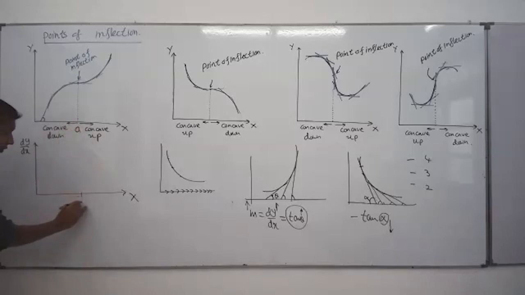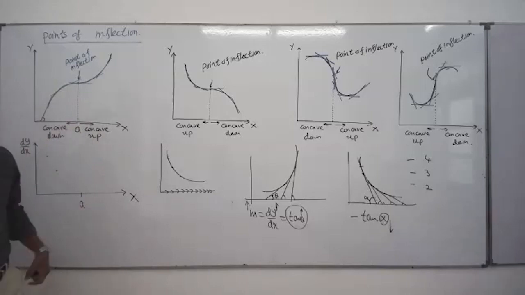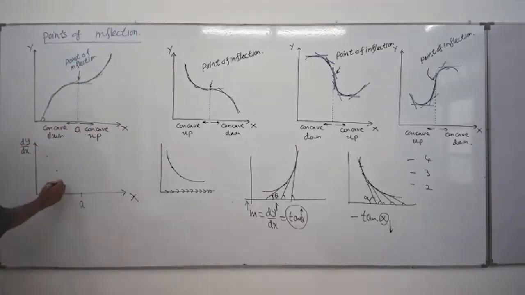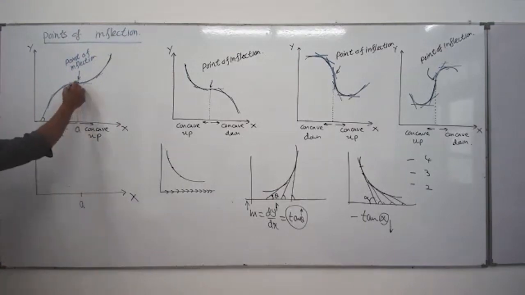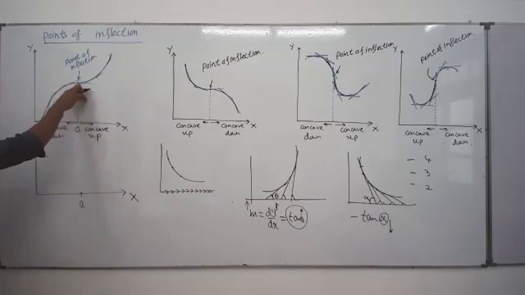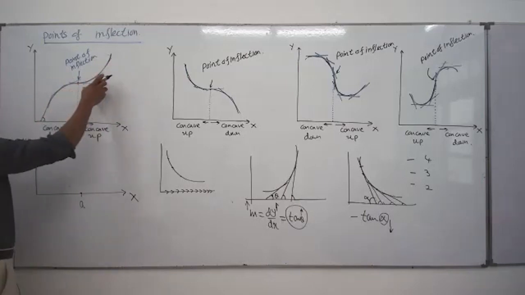Until the point x equals a, if I mark dy by dx somewhere here, it is a positive gradient, and somewhere here, a positive gradient, but less than the earlier gradient. When we compare, it is less, right? Like that, gradient decreases. And here exactly, gradient 0. Why? We said what here? Stationary point. Thereafter, to the right of this, what happens?